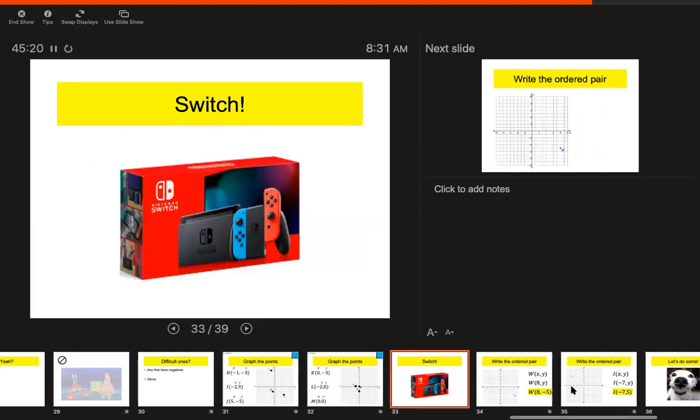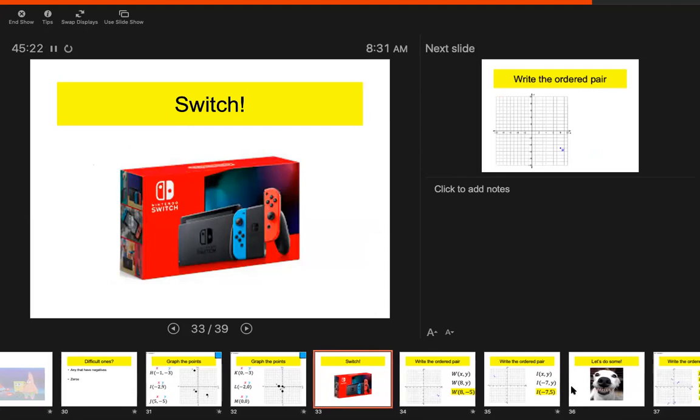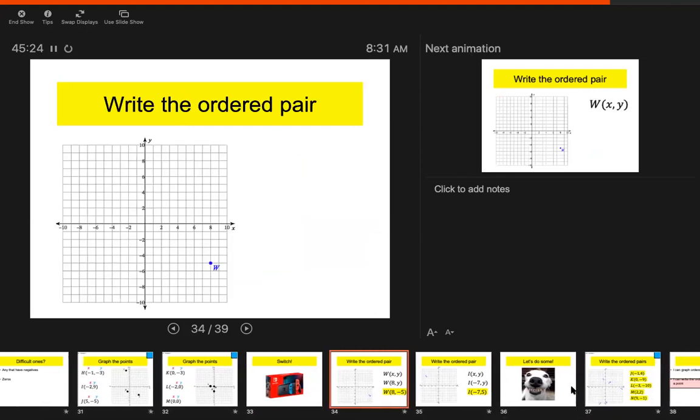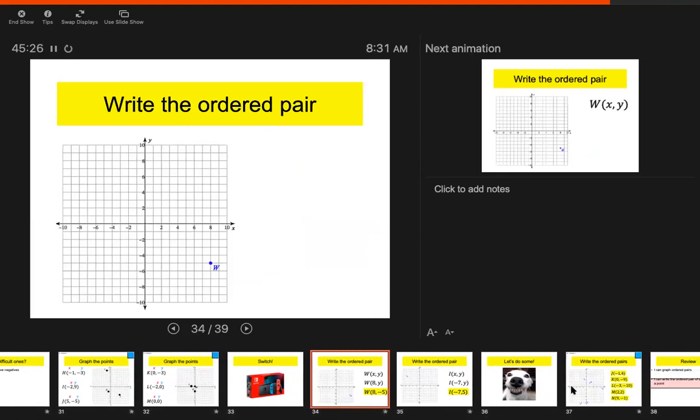So we're just going to switch the procedure. I'm going to give you a picture of a point. Tonight for homework, they're going to put a bunch of them on a graph, and you're going to have to come up with the ordered pairs. So it's the same procedure, just in reverse.